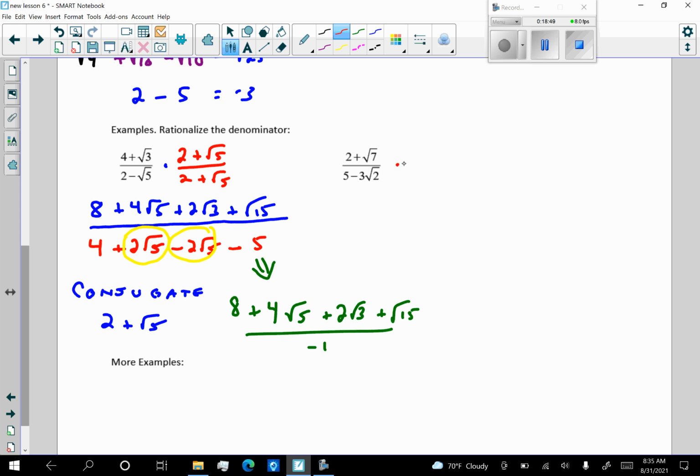Can you tell me, Billy, what the conjugate of the next expression, the conjugate of the denominator, is? 5 plus 3 radical 2. Thank you, kind sir. So I'm going to multiply by this, 5 plus 3 square root of 2 over 5 plus 3 square root of 2. I'm going to use the FOIL method, if you will, to multiply out the top. I have 2 times 5 is 10.